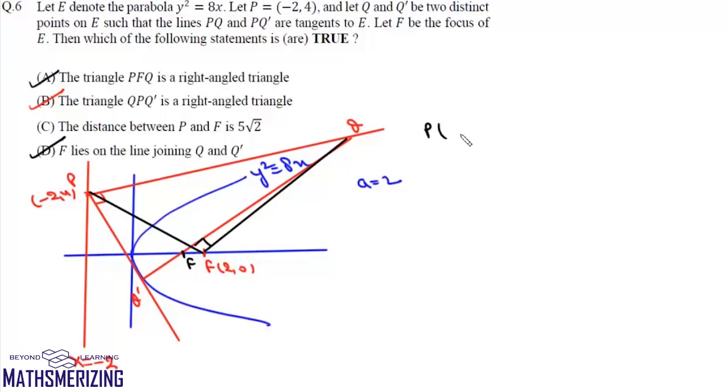Now P is minus 2, 4 and F is 2, 0. So this PF will be under root 4 square plus 4 square, which is 32, which is simply 4 root 2. That means this option C is incorrect. So the correct options are A, C and D.